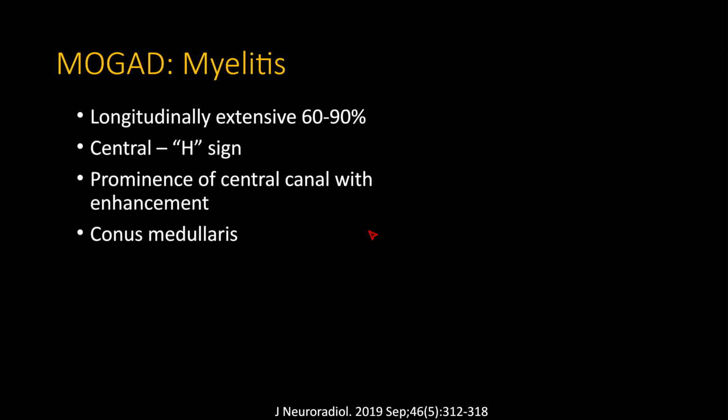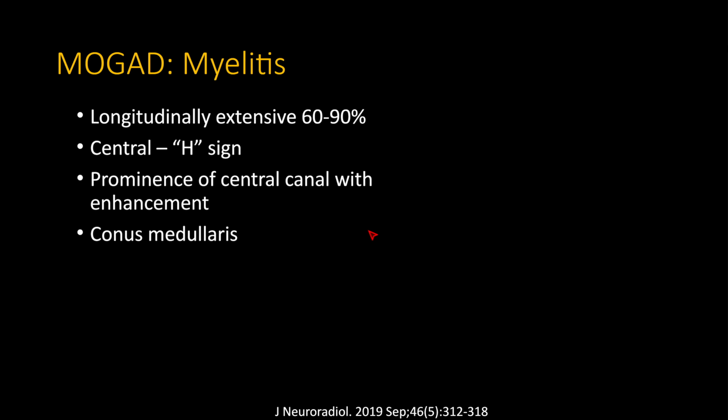So MOGAD, unlike NMO and MS, does not have consensus diagnostic criteria. So you just kind of read the literature and come up with a bunch of different findings people have described as being seen in the setting of MOGAD. As far as the myelitis of MOGAD, it tends to be longitudinally extensive, anywhere from 60 to 90% of the cases. So it's not always going to be longitudinally extensive. Just because something's short segment, it doesn't mean it's not MOGAD.